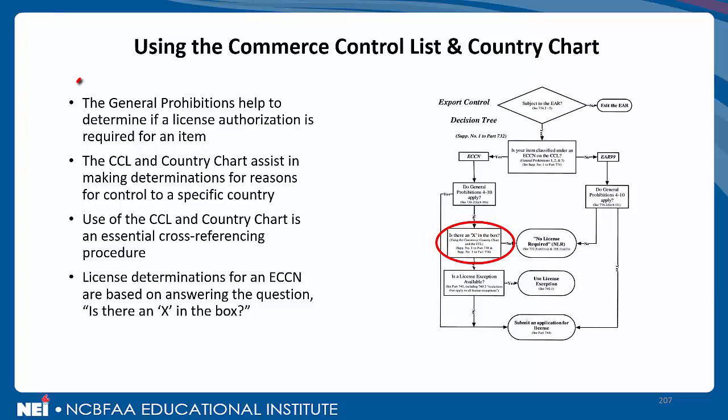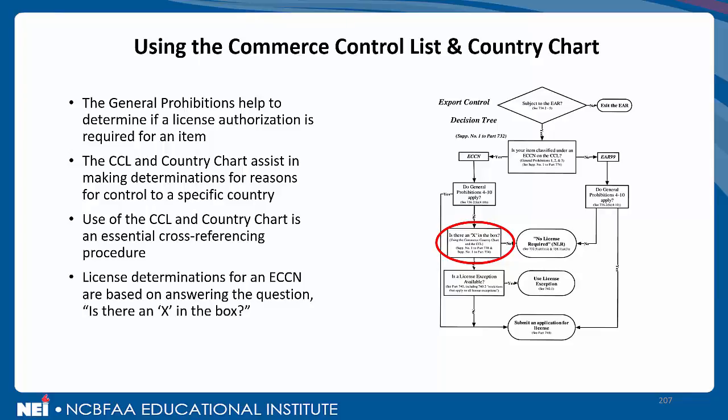So we can summarize our conversation on the general prohibitions by saying that they help to determine if a license authorization is required for an item. We saw that in General Prohibitions 1 through 10. Second bullet point, the CCL and country chart assist in making determinations for reasons for control to a specific country. So we're matching up ECCNs to the countries that we wish to export to.